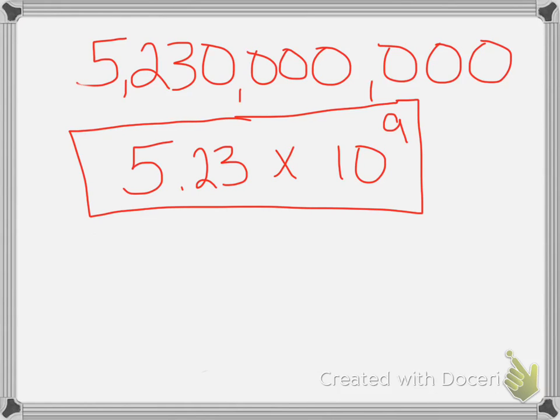So the way you express 5,230,000,000 in scientific notation is simply 5.23 times 10 to the 9. And I do allow, and in fact encourage you to use the X when doing scientific notation, because that's the way they do it. That's the way they show it in the textbooks. So that's the way I will accept my scientific notation.